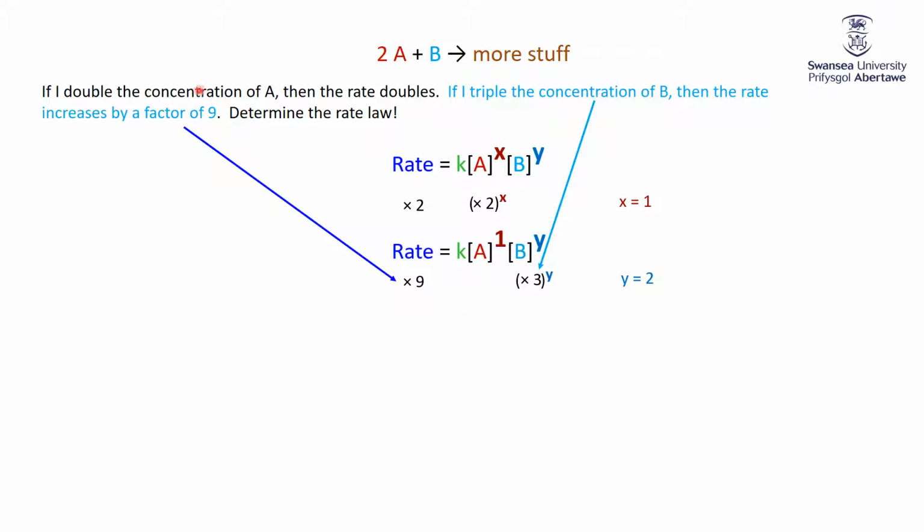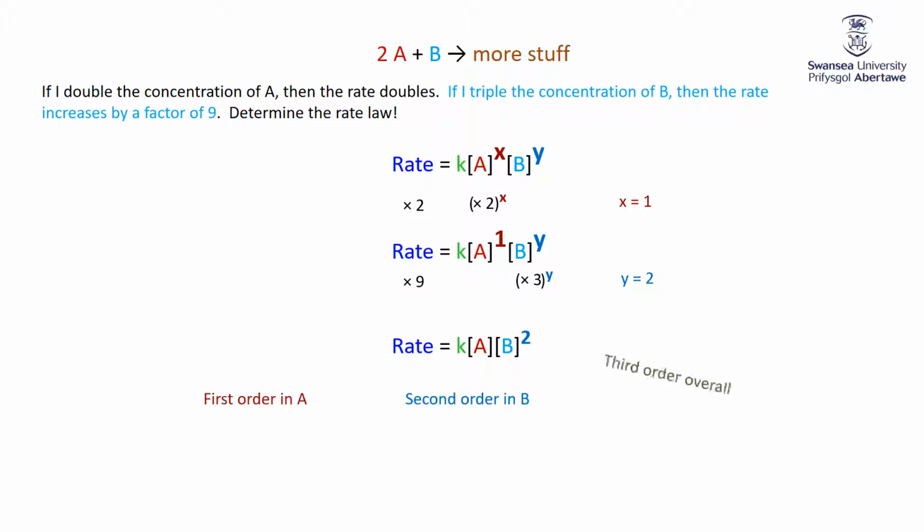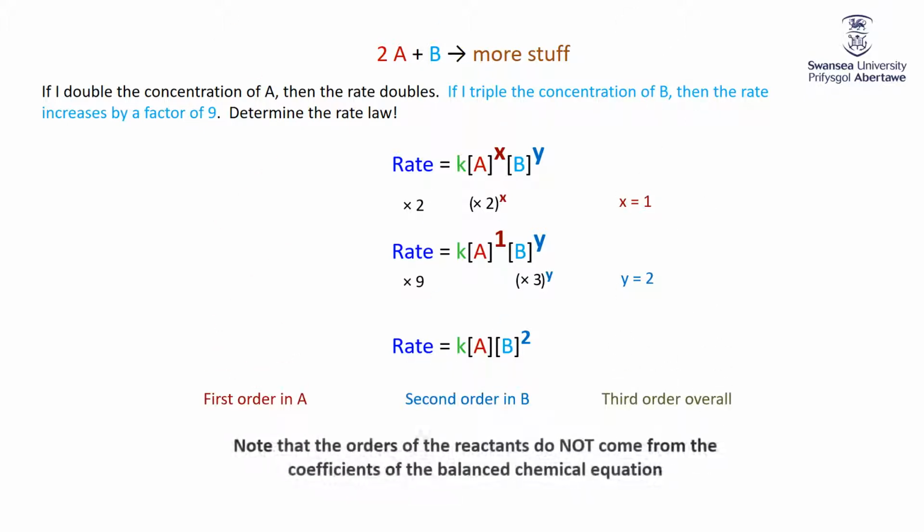So this information here, by just changing the concentrations and seeing what effect that has on the rate, enables me to determine the rate law. Rate is k. I haven't done anything to get k yet. A to the power of 1, because when I doubled A, the rate doubled. B to the power of 2, because when I tripled B, the rate went up by 9. And again, I have to emphasize, the orders of the reactants do not come from the coefficients of the balanced chemical equation.